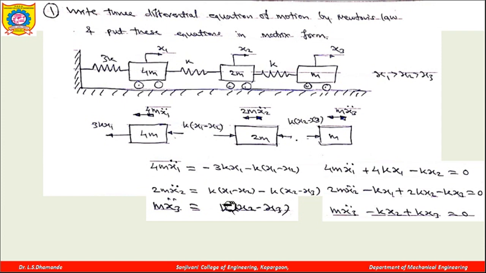There will be two terms of k into x2. So first I will write minus k into x1 term, then plus 2k x2, and then third minus k x3. Similarly here m into x2 double dot, it will be minus k into x2 plus k into x3. So like this I am getting these three equations.